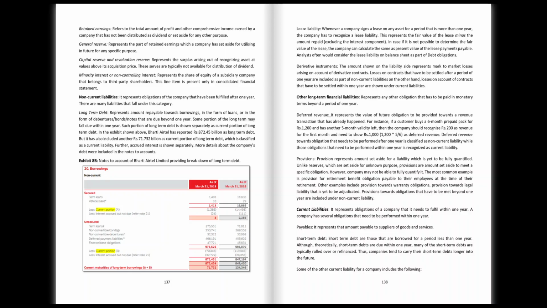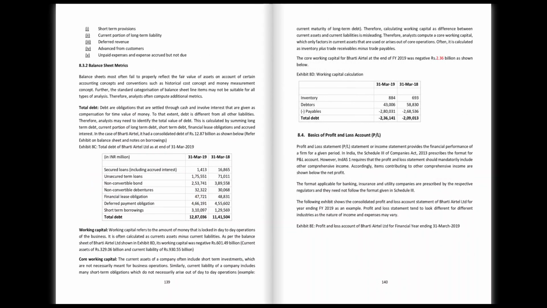Some of the other current liabilities for a company include the following. 1. Short-term provisions. 2. Current portion of long-term liability. 3. Deferred revenue. 4. Advances from customers. 5. Unpaid expenses and expenses accrued but not due.